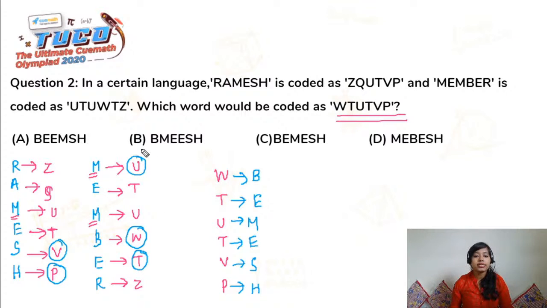So all the pink colors are the coded version. We are trying to figure out the reverse order, as in the actual word. Okay, so from here, I see that I get the actual word as B-E-M-E-S-H. You could say Bemesh. So let's see which option gives us Bemesh. It's option C.